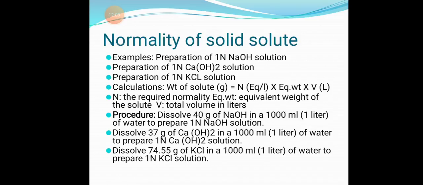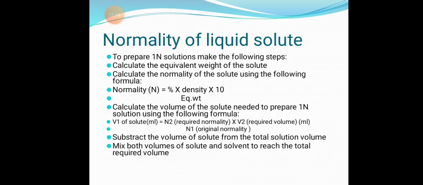Procedure: dissolve 40 grams of NaOH in 1000 ml, that is 1 liter of water, to prepare one normal NaOH solution. Dissolve 37 grams of Ca(OH)2 taken twice in 1000 ml, 1 liter of water, to prepare one normal calcium hydroxide solution. Dissolve 74.55 grams of KCl in 1000 ml, 1 liter of water, to prepare one normal KCl solution. Normality of liquid solute.